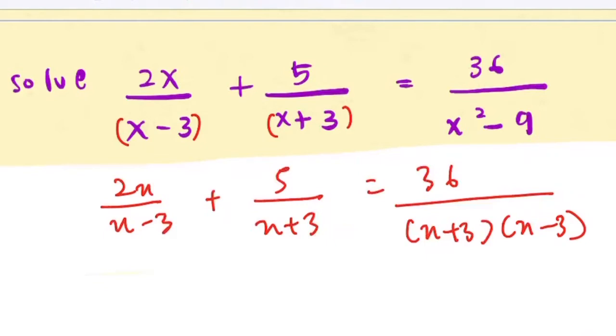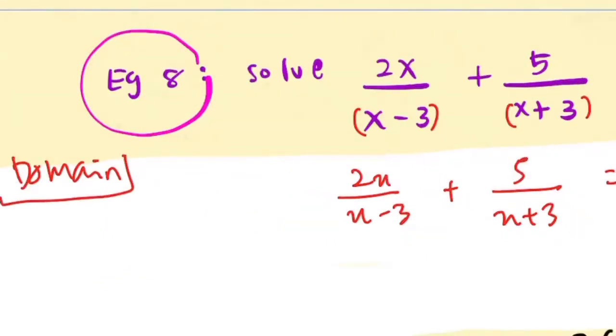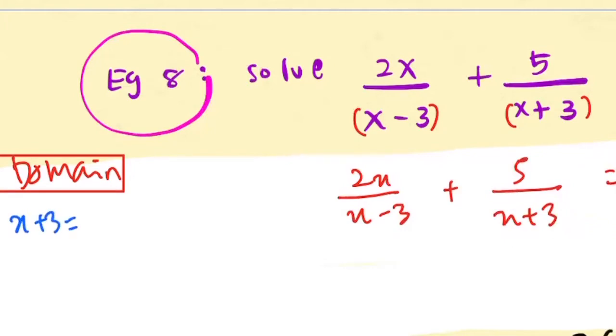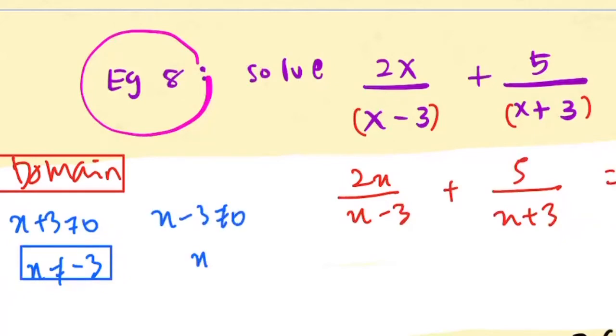First of all, let's see your domain. Denominator cannot be equal to 0. So now your denominator is x minus 3 and also x plus 3. So let's write x plus 3 cannot be equal to 0. Therefore, x cannot be equal to minus 3. Another one is x minus 3 cannot be equal to 0, so x cannot be equal to 3. So your domain is all real numbers, but make sure you cannot take the value of x equal to minus 3 and also x equal to 3.